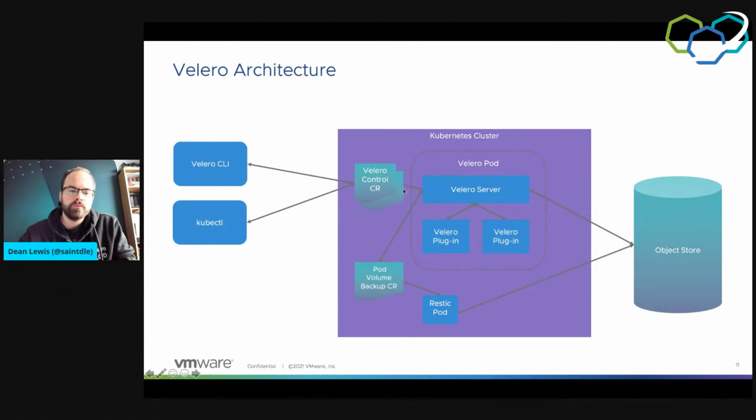Once that's done and up and running, the Velero CLI will interact with the custom resources to kick off a backup of your objects that have been selected. It will run the necessary services to do that, and then again, if you're protecting persistent volumes as well, it will spin up the additional Restic services as needed, and then the service will offload that data to S3 compatible object store.